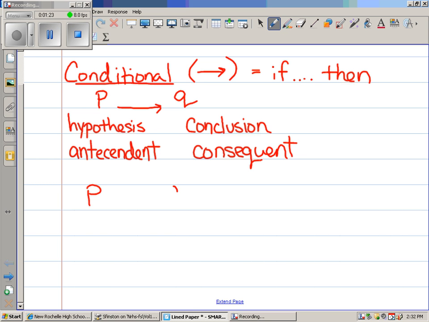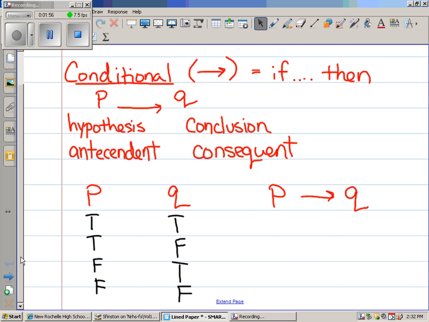P, Q, P then Q. We're just going to fill out P and Q. It's always what they go. It starts out true, true, false, false, and then Q is going to be true, false, true, false. But P then Q is going to be a little tricky.